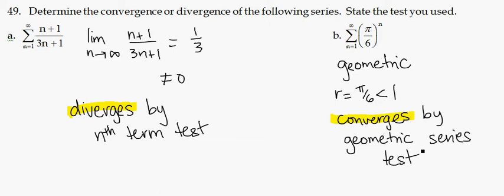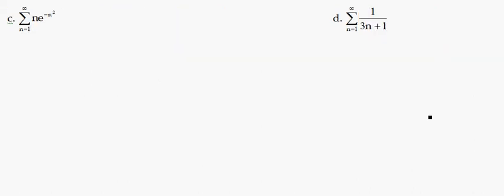If we were asked to know what this converges to, we also could find that, since remember we have the formula that the sum would be equal to a over 1 minus r. In this case, a would be pi over 6 to the first power, so just pi over 6, and r is also pi over 6. Now we weren't asked to do that, but that is just something you should know. Also note that you could have used the root test here, and you'd get the same result.